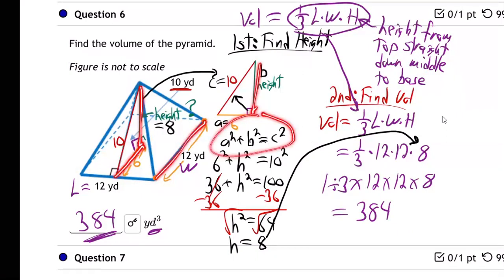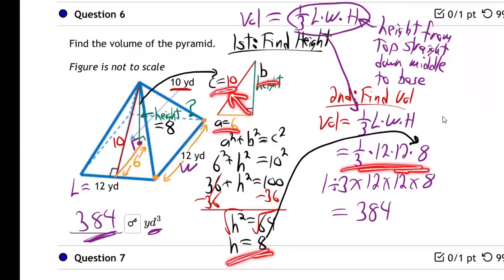We did a squared plus b squared is c squared whenever we have a right triangle. The c has to be the one across from the right angle. Found the height, plug it into the volume formula, got the volume. There we go.